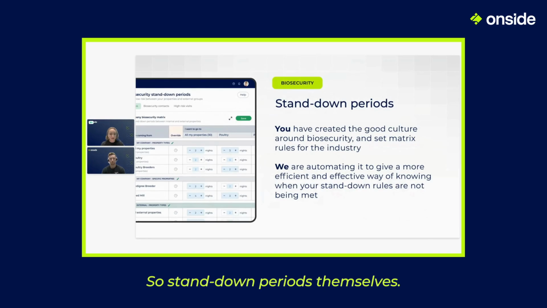So, stand down periods themselves. Most of you here would be very familiar with how stand downs work. A lot of you would have helped create matrix rules that the industry follows today. What we are doing with our feature is automating it. So, taking what you're doing already and bringing it into the software so that in a more efficient and effective way, you can know immediately when stand down rules are not being met. And often, people coming onto your properties might not even know that they should be standing down. So we're raising all that information really effectively for you.